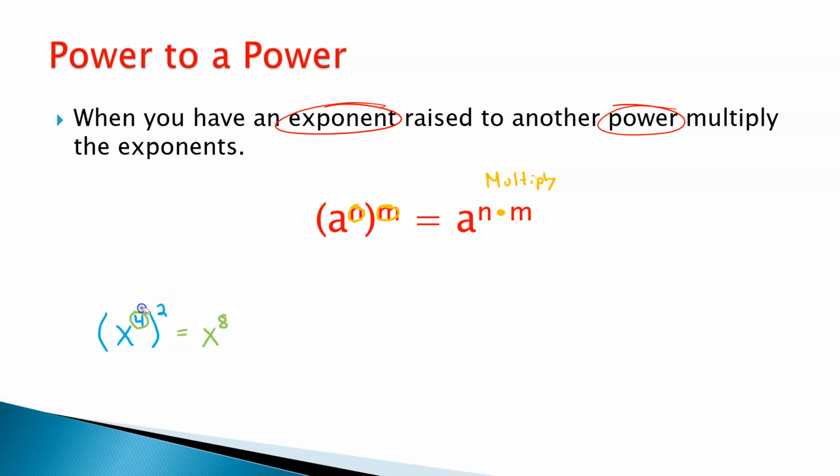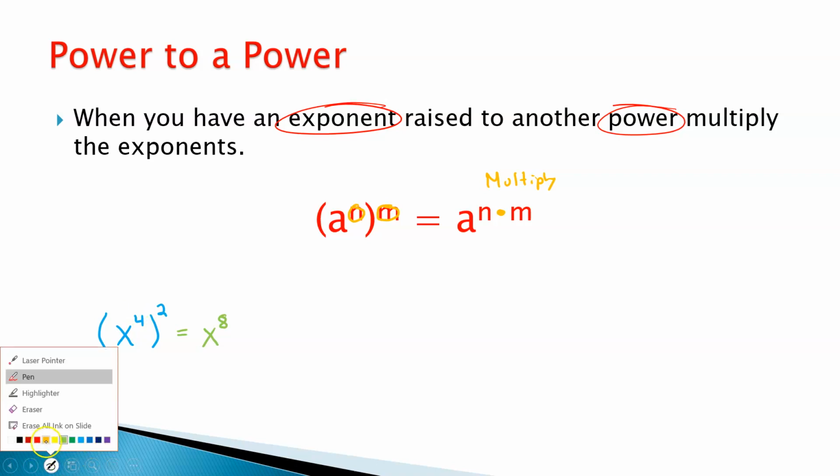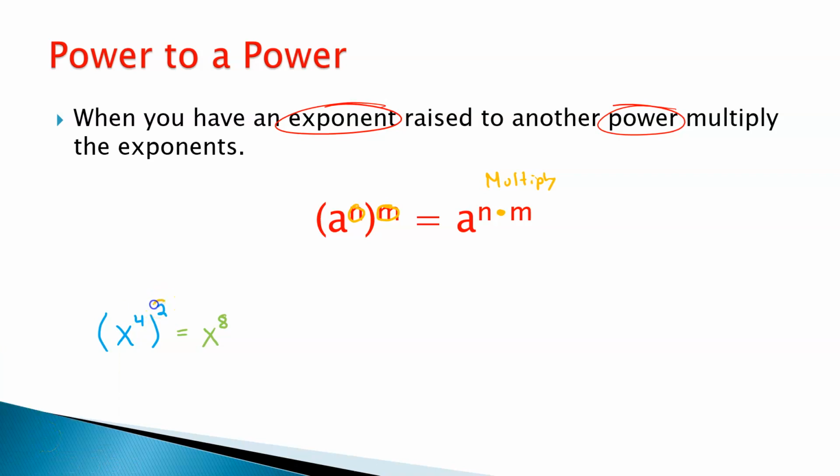Now, why do I multiply them? Well, if you really wanted to show the work, and if you wanted me to expand this, remember, this exponent means that you have 2 copies of what's inside. That means that we have x to the 4th times another x to the 4th. And if we use the product of powers, if I'm ever multiplying and I have the same bases, I can add those exponents. 4 plus 4 is going to give us 8. But it's nice to know this shortcut because nobody really wants to expand it out.